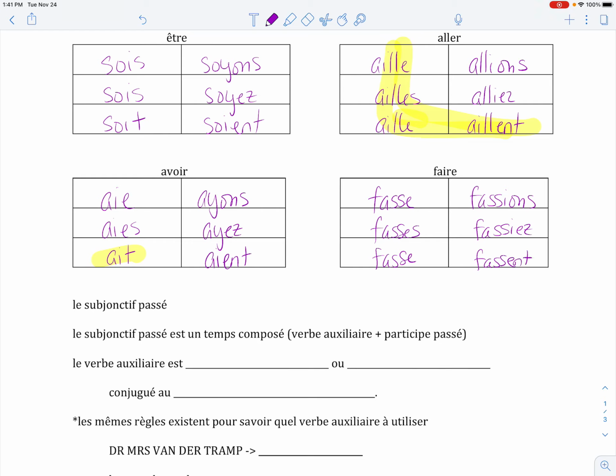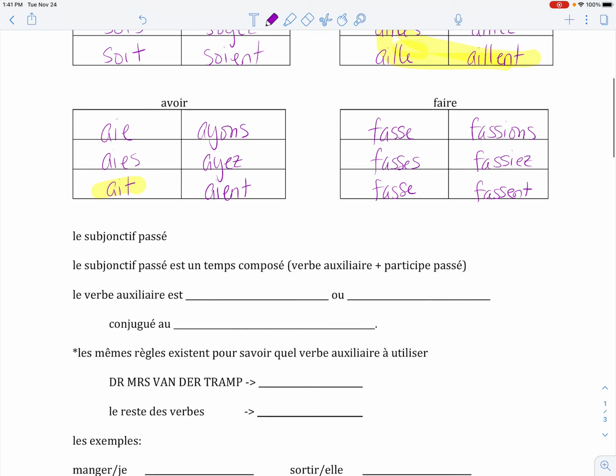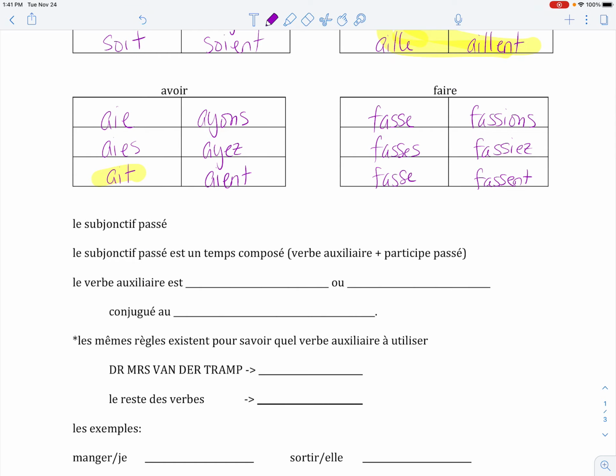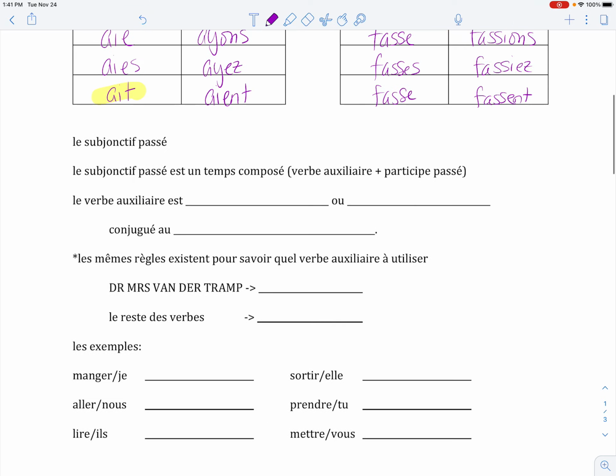So the reason we're going to talk about the subjonctif passé with this group of verbs is because le subjonctif passé est un temps composé. It's the compound tense, so it has a helping verb and a past participle. Le verbe auxiliaire est avoir ou être conjugué au subjonctif présent.